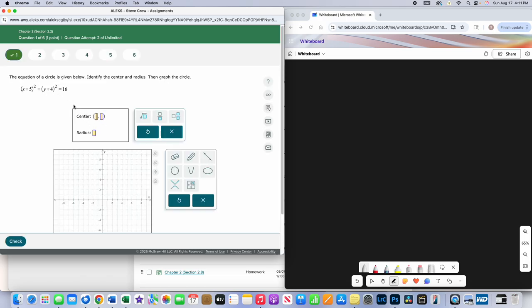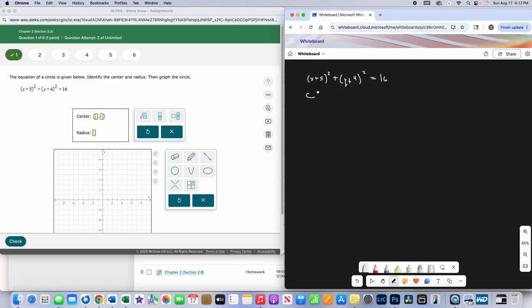It says the equation of a circle is given below. Identify the center and the radius. All right, so to do this, you can see that we have (x + 5)² + (y + 4)² = 16. I know my writing's not as good. I'm usually writing on my Surface on the screen, and I've got to use a Wacom tablet on this one, so it's not going to be as good.